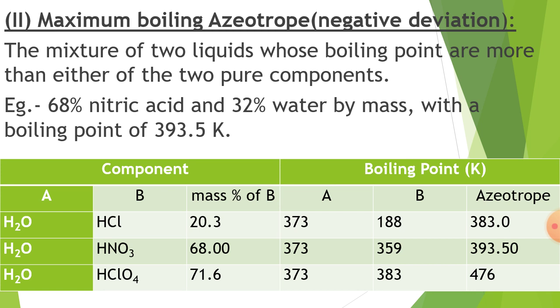One more example, water plus perchloric acid. Here the mass percentage of perchloric acid is 71.6. These also have the boiling point of azeotropes more than either of the two components, that is 476.